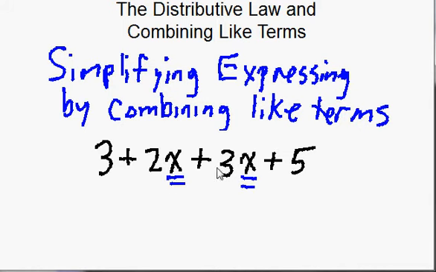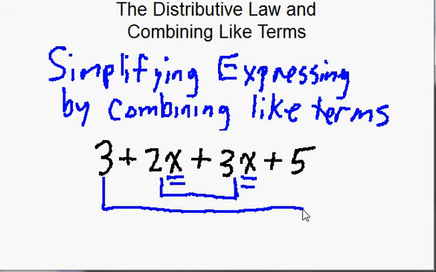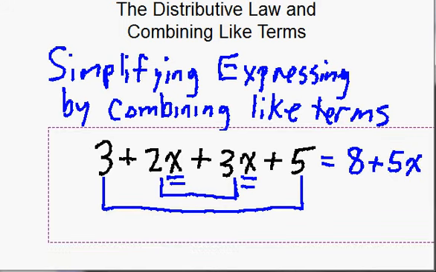I can still simplify the expression, because I know that if I have 2 x's, no matter what x is, if I add 3 x's to it, I'm going to end up with 5 x's. So these two terms, since they're both x terms, can be combined. Similarly, the 3 and the 5 can be combined because they're just number terms. So number terms can be combined, and then variable terms can be combined as long as it's the same variable. So the simplified version of this would be 5 plus 3 is 8, and 2x plus 3x is 5x. 8 plus 5x.